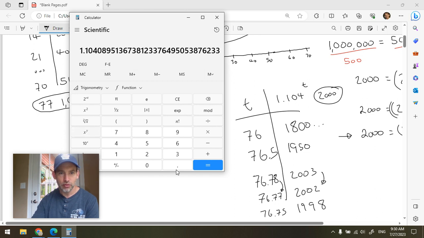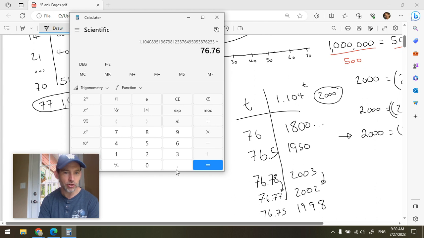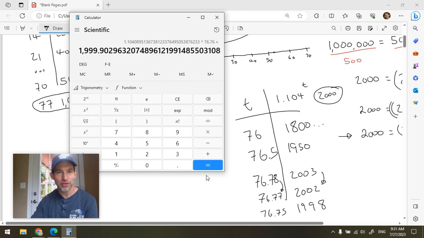Memory recall raised to the power 76.76. This is how donkeys do math. They guess. In Shrek. Okay, equals. Hooray! You want to get it closer? 76.765.